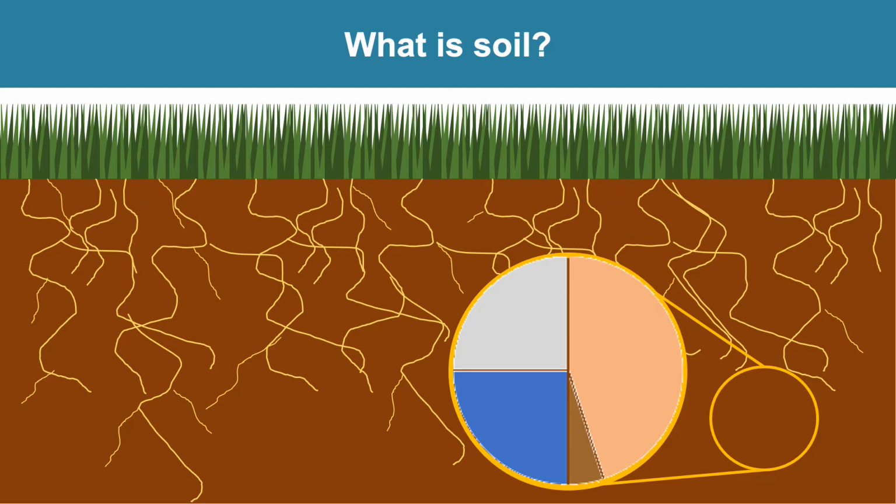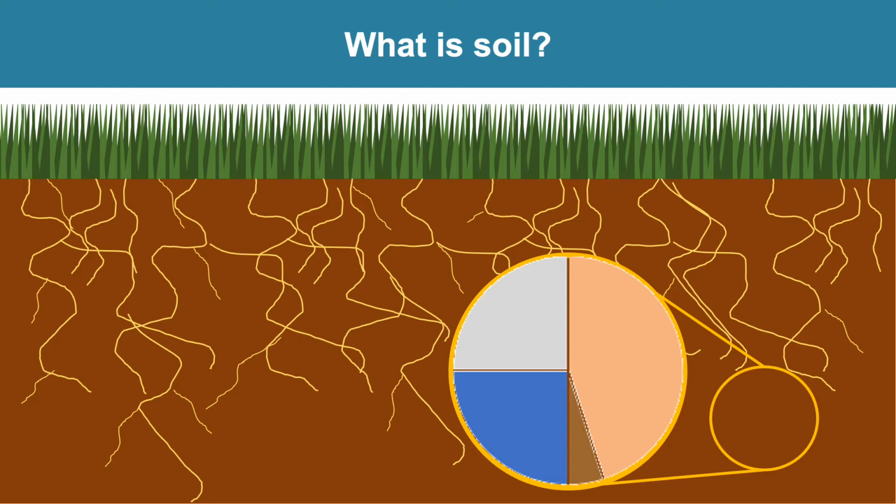This pinky section here, that's your mineral components. That includes your sand, your silt, your clay, and it's the particle aspect of soil. Over here, this whiter quarter, that's air. The blue section here is water. And then this dark brown bit here will be something called organic matter. And that's the bit that we're most interested in when it comes to carbon.